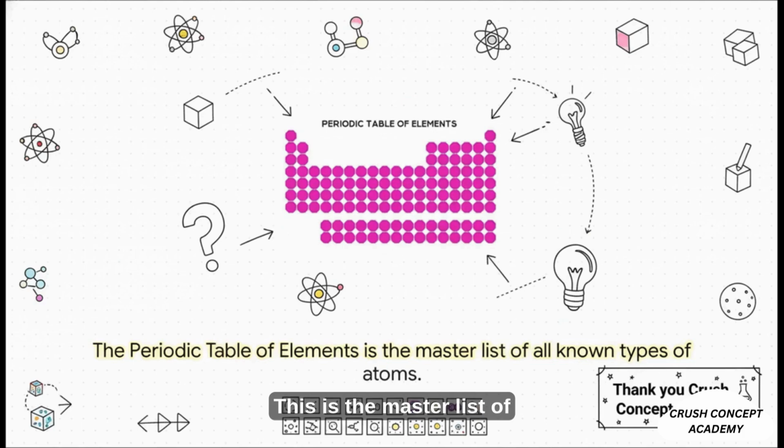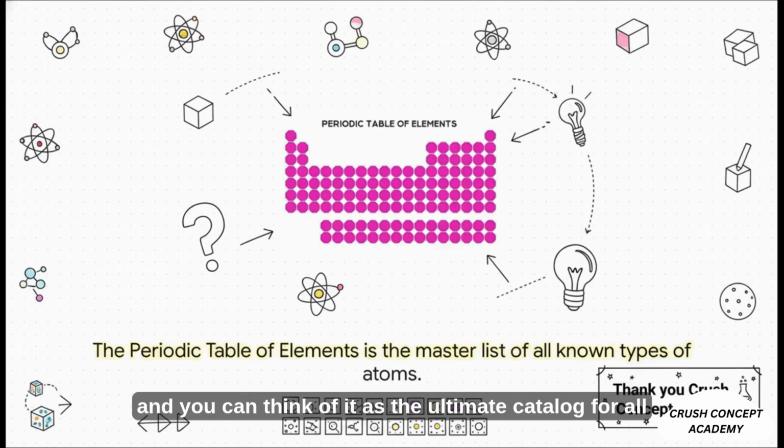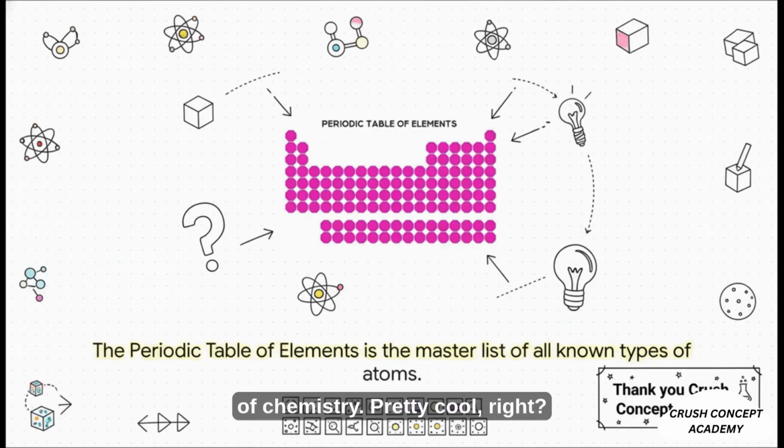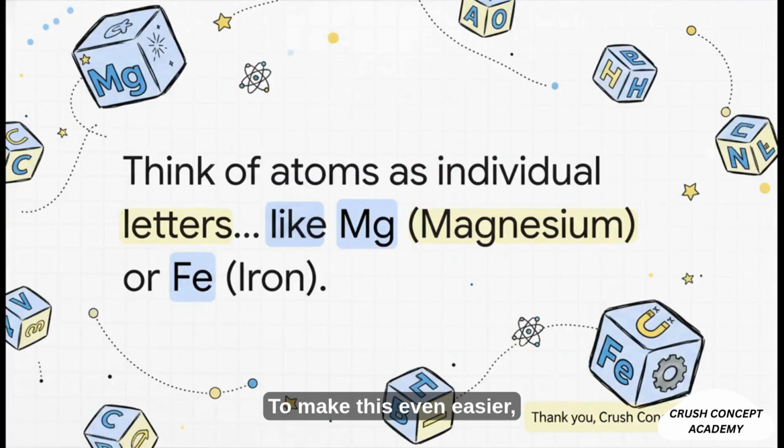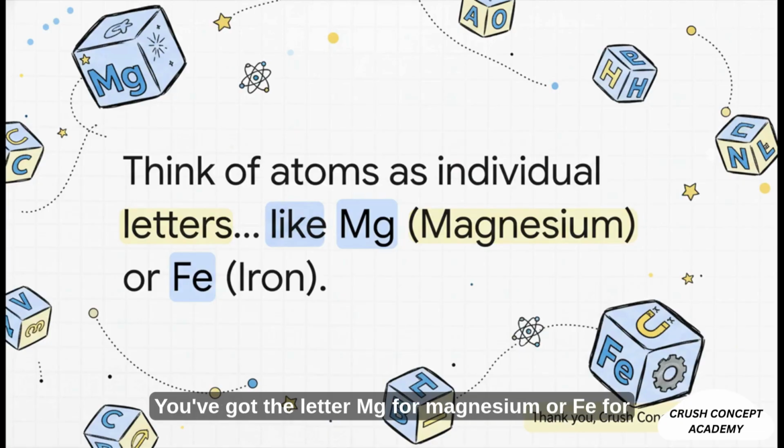And here they are. This is the master list of every single type of brick we know of. It's the periodic table of elements, and you can think of it as the ultimate catalog for all of chemistry. Pretty cool, right? To make this even easier, let's stick with an analogy. Think of all these atoms as just individual letters in a giant cosmic alphabet. You've got the letter Mg for magnesium or Fe for iron. Each one is a totally unique character.